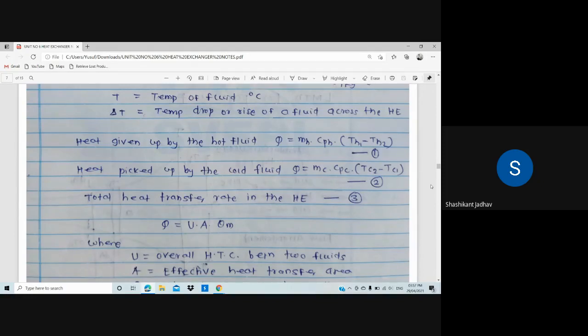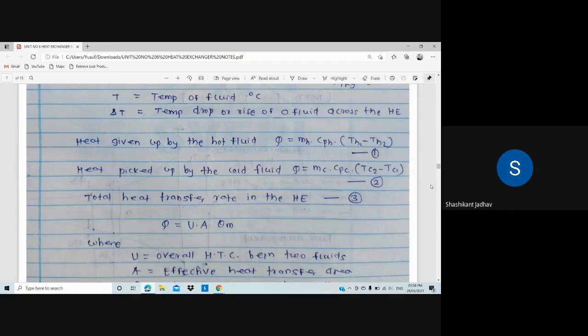Heat given up by the hot fluid, Q, is equal to m dot H, that is the mass flow rate of the hot fluid, into Cp of the hot fluid, that is Cph, into bracket TH1 minus TH2.